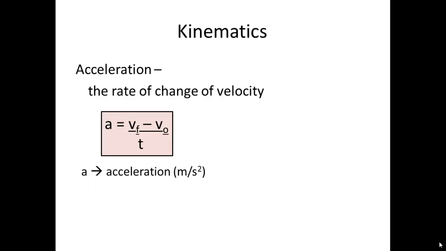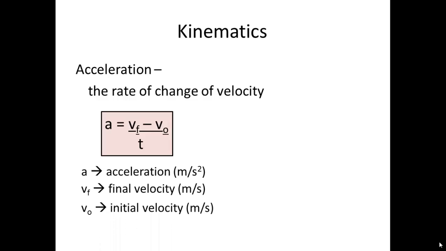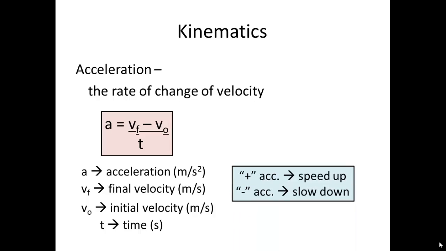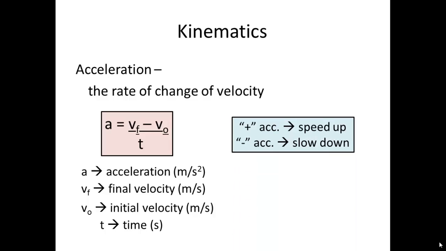Remember that acceleration is typically given in meters per second squared. Velocities are both typically given in meters per second, and time in seconds. And again, that can change depending on what problem you're doing, so read carefully. Remember that a positive acceleration generally means your object is speeding up, and a negative acceleration means you're slowing down.